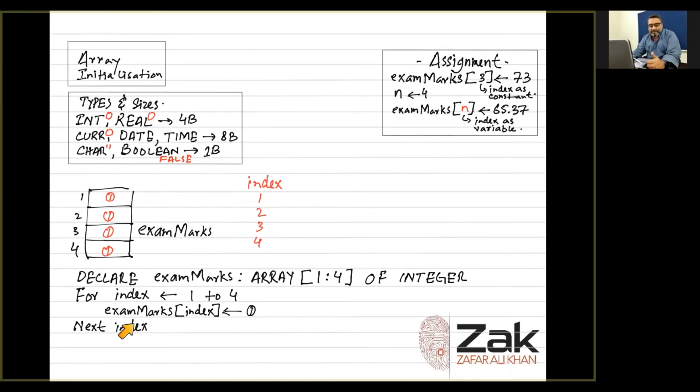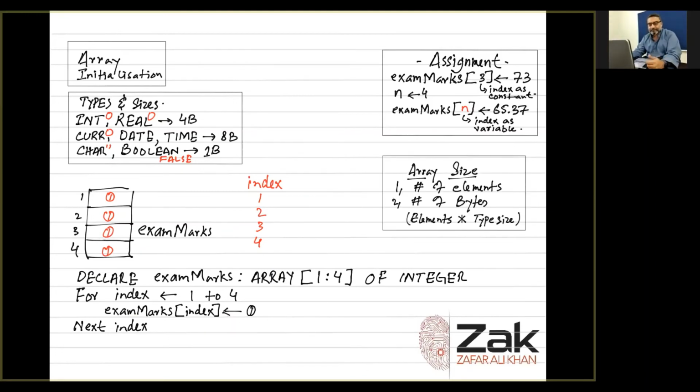So what is happening? When index is 1, element 1, which is exam marks 1, will become 0. When index is 2, in the second loop, this location will become 0. When index is 3, this location becomes 0. When index is 4, this location becomes 0. So that is how when this whole loop ends, the whole array is initialized to 0. That is what initialization of a single dimension array is.